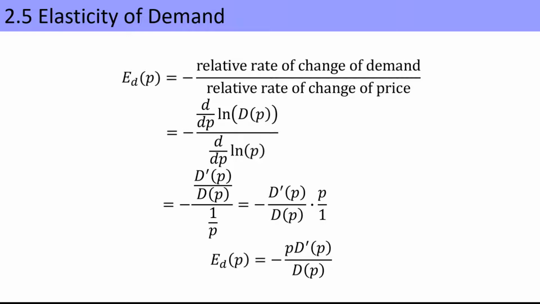Remember the negative. That is now equal to, let's simplify algebraically, the negative of D prime of p, that's the derivative with respect to p, divided by D of p times the inverse of 1 over P, which would be P over 1. Thus, simplifying, E sub D of P, that's the elasticity of demand with respect to P, is equal to the negative of, in the numerator, P times D prime of P, that is the derivative with respect to P, all divided by D of P.